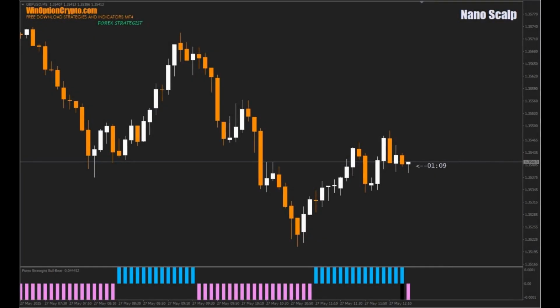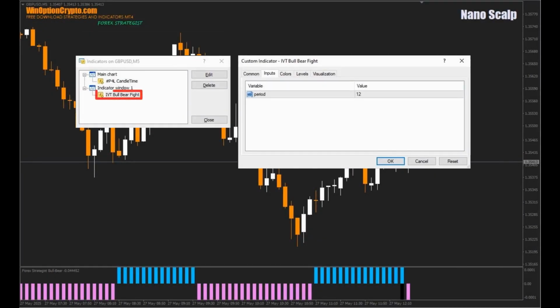Now, a few words about the settings. The IVT bull-bear fight indicator has only one parameter available, the calculation period. By default, it is set at 12, and it was with these settings that the transactions you saw above were obtained. But this does not mean that this approach is suitable for any asset. We recommend experimenting and testing different values of this key parameter. Try to find the best option for your trading. In this case, you will be able to get the most out of this strategy.